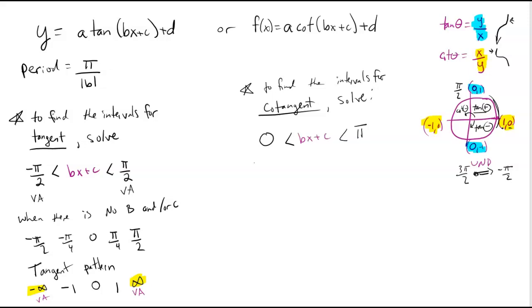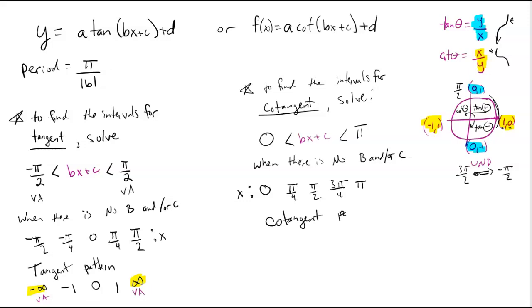Same thing here, when there is no B and or C, then our intervals will be 0, pi over 4, pi over 2, 3 pi over 4, and pi. So again, these are your x's, just like over here. And your cotangent pattern, again, is the opposite, which means these are your y's. I forgot to put that there, and these are your y's.